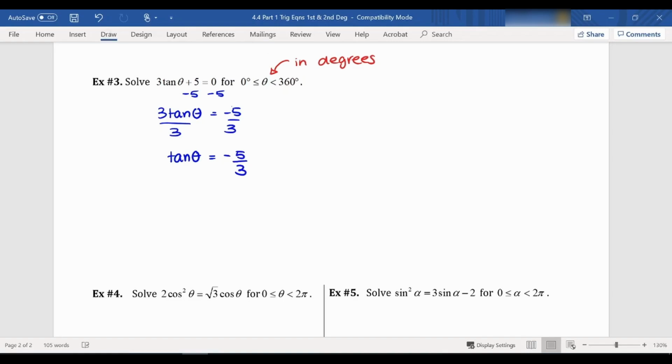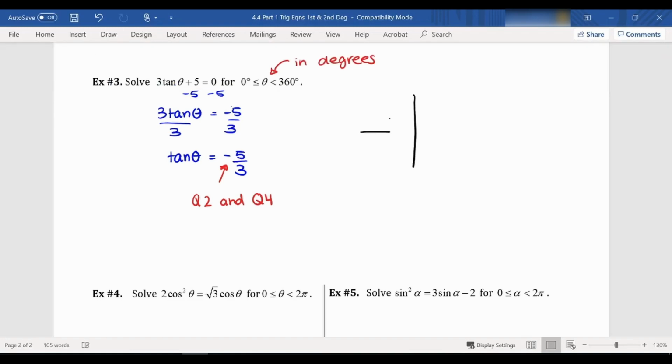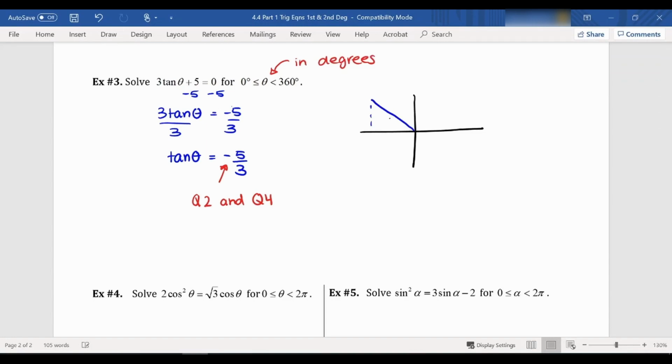I know that tangent is negative in quadrant 2 and quadrant 4. So if I draw myself a picture, we'd be in quadrant 2, quadrant 4. Tangent is opposite over adjacent.